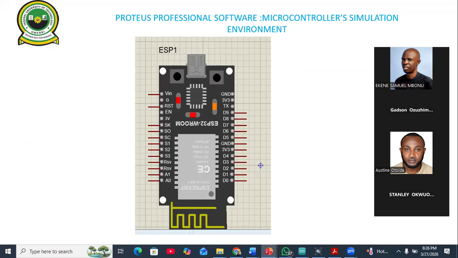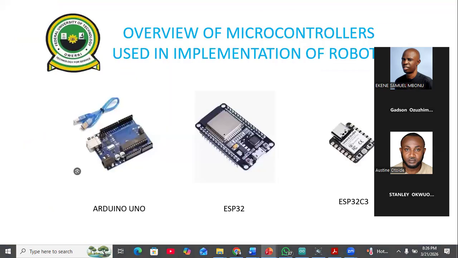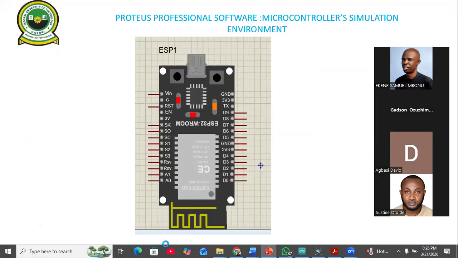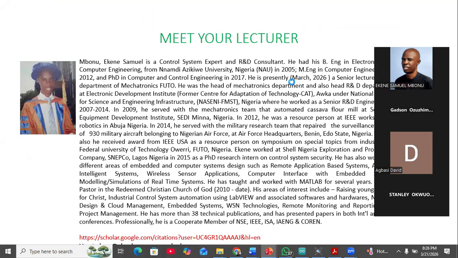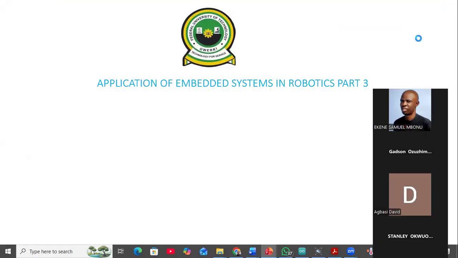Confirm that you can see my screen. Yes, sir. You can see the screen, sir. I can see your screen. Confirm that you can see my screen. I can see your screen, sir. Yes, I can see your screen.